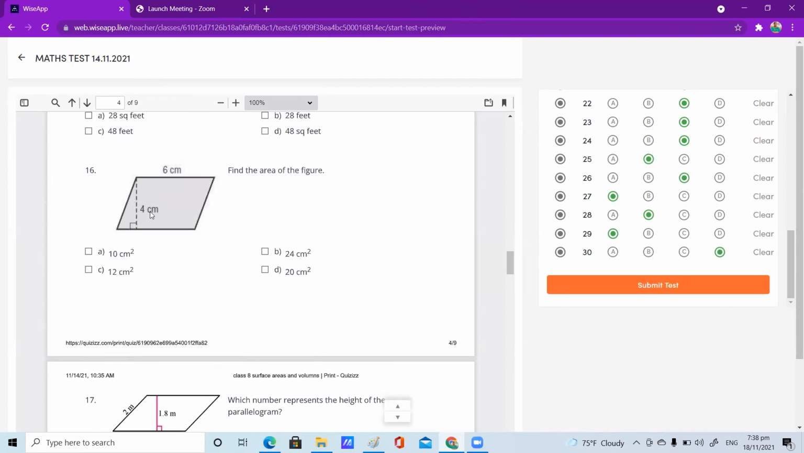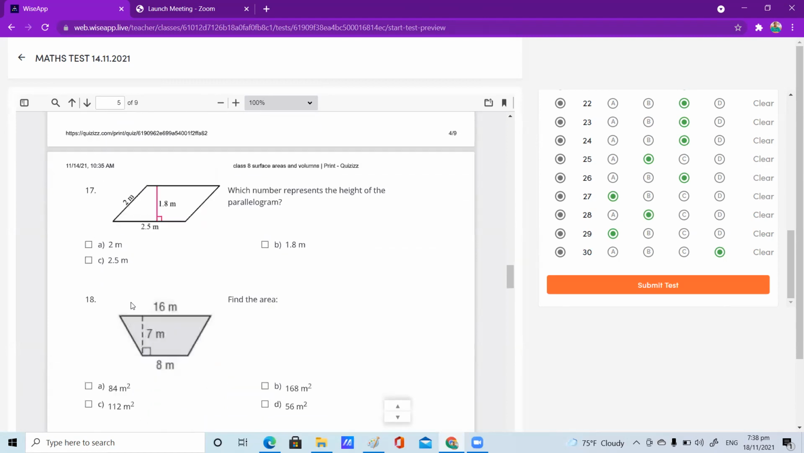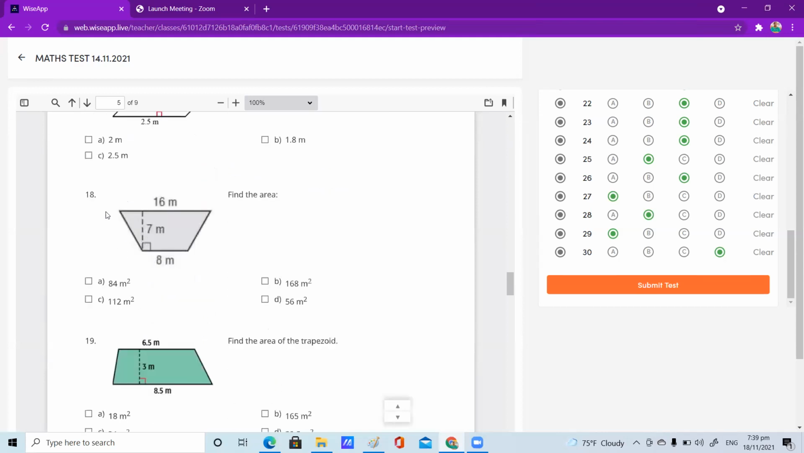Yes, base into height. 6 fours are 24, right? Question 17, height is given, children. Height is the perpendicular distance. We are not taking slant height here. The perpendicular distance only we are considering as the height. So 1.8 meters.